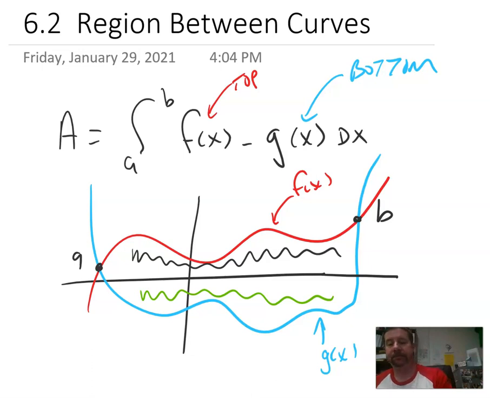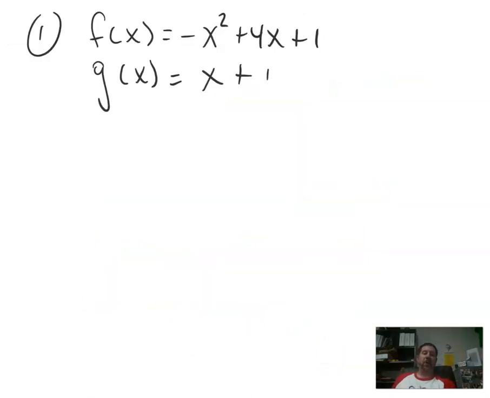All right? Okay, so here's our first example. We want to find the area between these two curves. All right. So I think the first thing you'd want to do is graph these so you have a picture to look at like we were looking at the last one there.